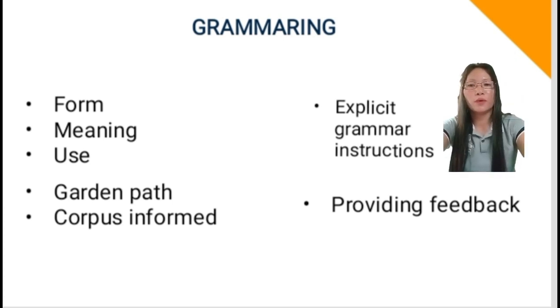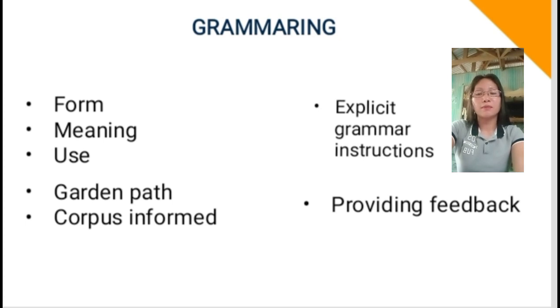Next, we have explicit grammar instruction. One option for explicit rule instruction is to use a consciousness-raising task, in which it is the students' job to induce a grammatical generalization from data they have been given.